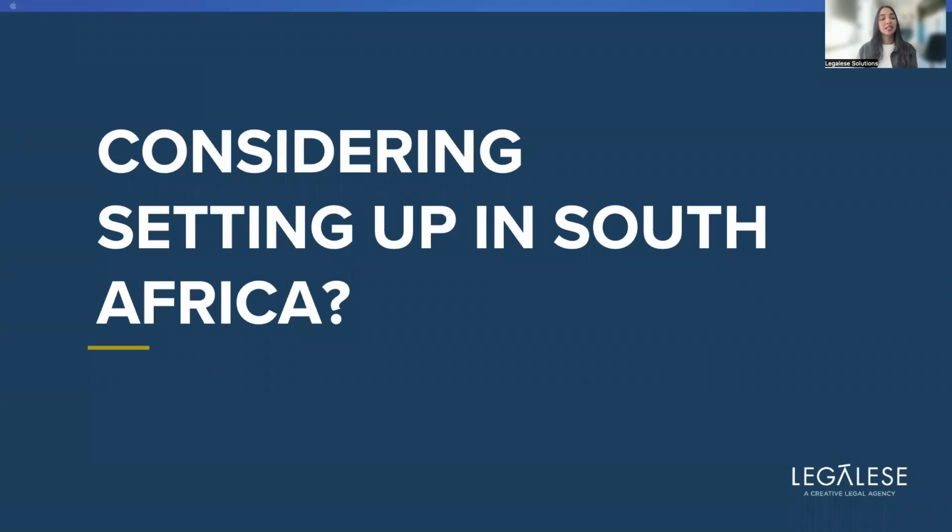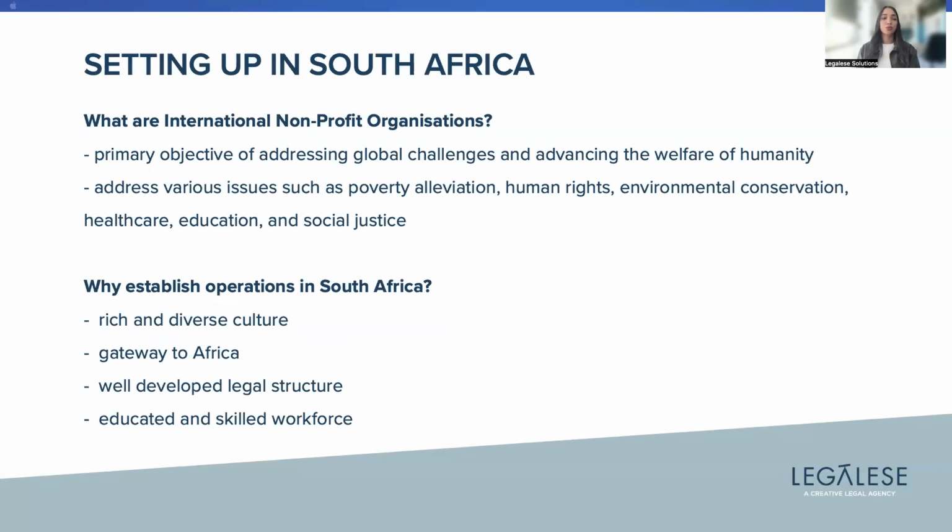Cool. Jumping straight in, are you considering setting up in South Africa? I thought it best to start off by actually touching on what international nonprofits are and why it is lucrative or desired to set up operations in South Africa. So international nonprofit organizations or entities are those established with the primary objective of addressing global challenges and advancing the welfare of humanity. So these organizations operate across national boundaries and borders, and they focus on various issues such as poverty alleviation, human rights, environmental conservation, healthcare, education, and social justice.